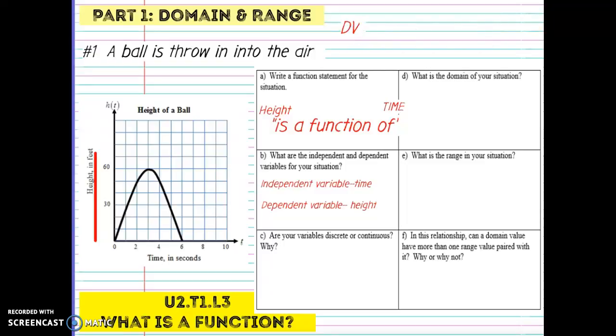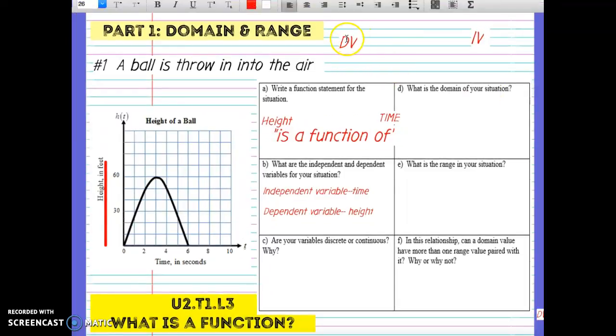Okay, and just to refresh us on how we figure that out, our dependent variable comes first, our independent variable goes last, and we have is a function of in between, which is the same as saying dependent on.